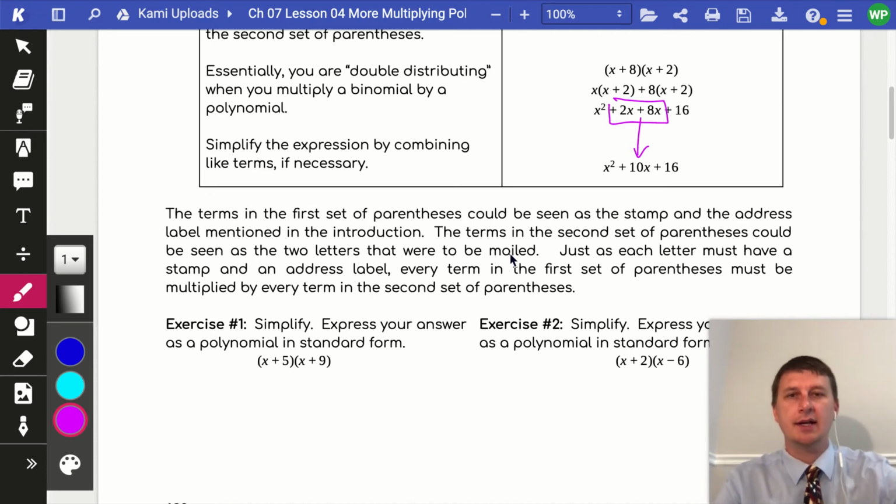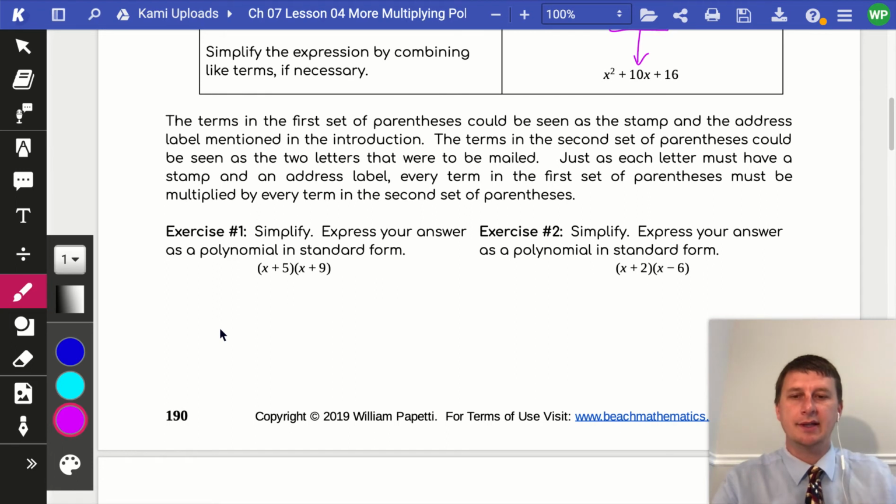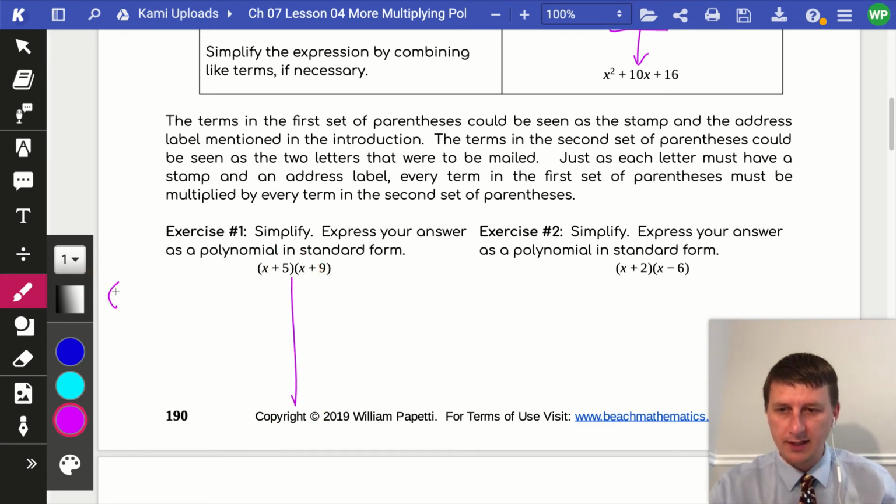So in exercise number 1, let's simplify and express our answer as a polynomial in standard form. So we have x plus 5 times x plus 9. And I'm going to show you 2 different ways how to do this. And you're free to do whichever way you'd like. The first way I'm going to show you is something I call the lobster claw. What the lobster claw looks like works best with a binomial times a binomial. And we have x plus 5 times x plus 9.